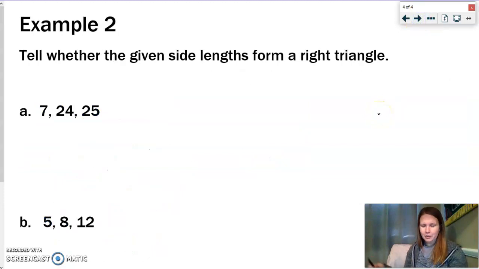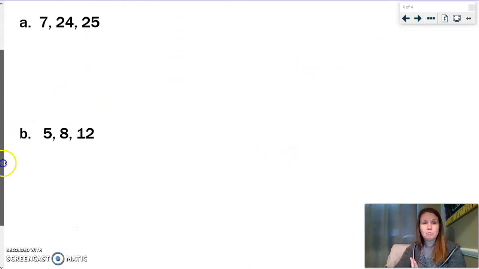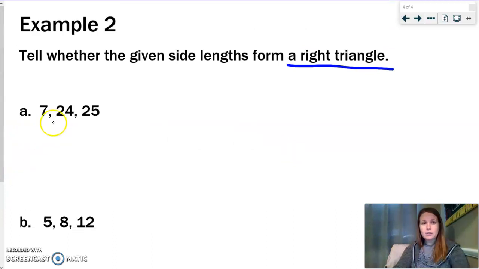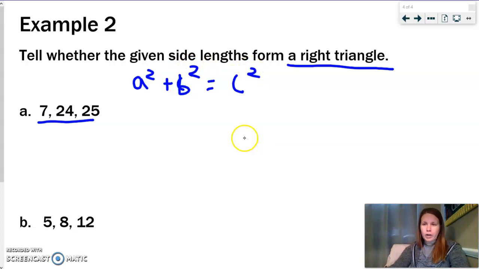So we got one more example here to go through, and this is using more so the converse of the Pythagorean theorem, which I had told you that a lot of times those directions will ask, can you determine if this is a right triangle? So tell whether the given side lengths form a right triangle. So we're going to tell, is it a right triangle? Yes or no. So ultimately my answer is going to be yes or no. So let's use these values. We're still going to use the Pythagorean theorem to help us determine if this is a right triangle.